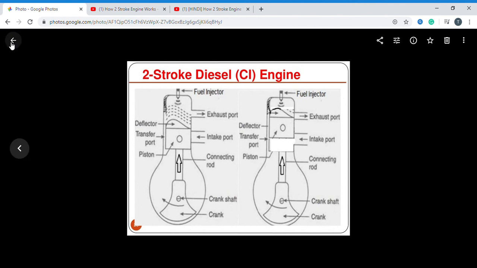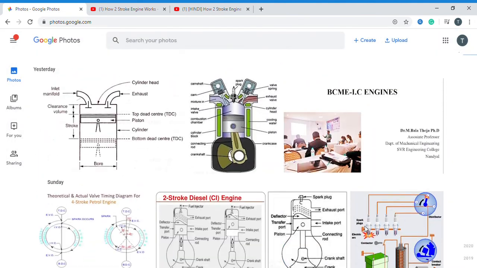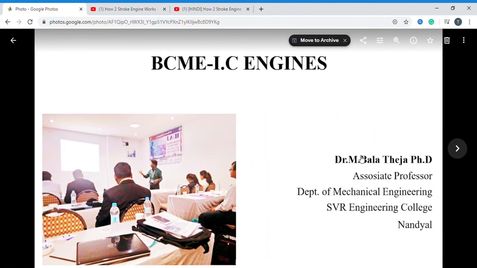So these are the main important topics of the IC engine concepts. That is the two-stroke petrol engine and two-stroke diesel engine, whose entire working has just finished.